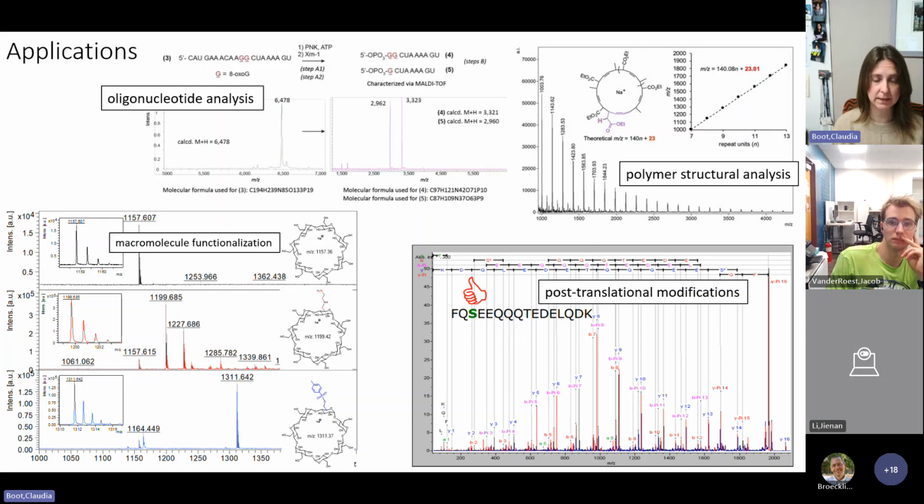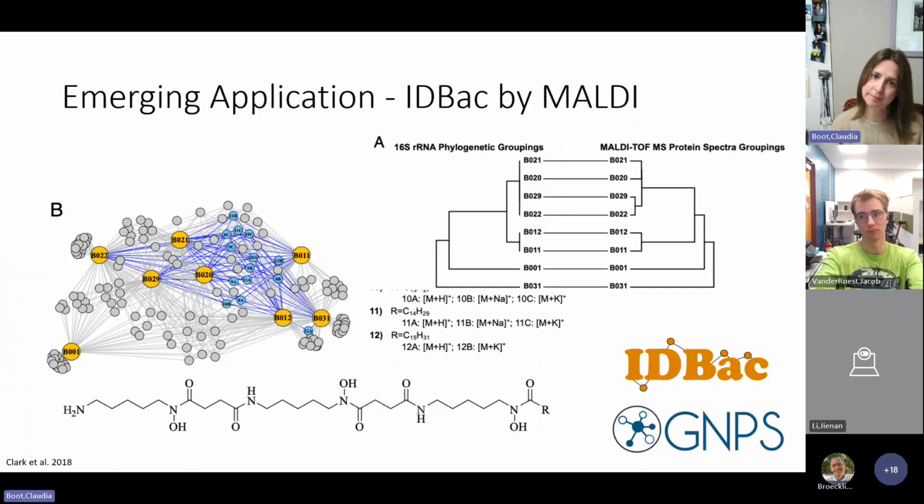Applications with the MALDI that we have users using it for are all macromolecule type applications: oligonucleotide substitutions, polymer structural analysis, post-translational modifications, and macromolecule functionalization. So if you have any of those types of problems for your analysis, the MALDI is a great tool.